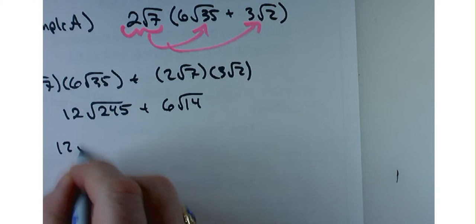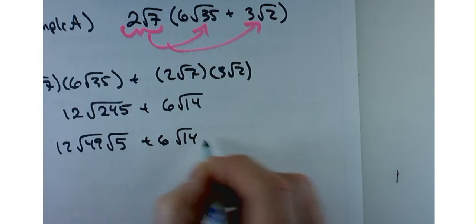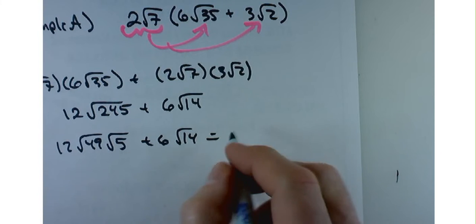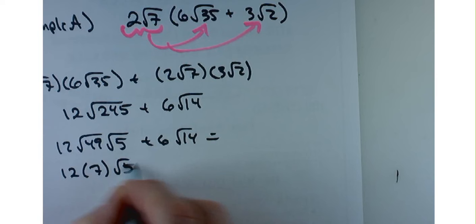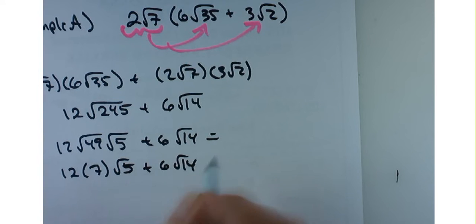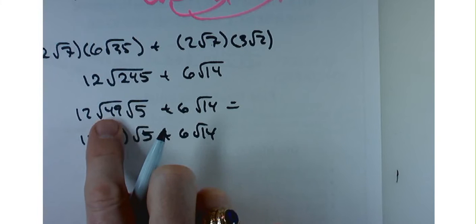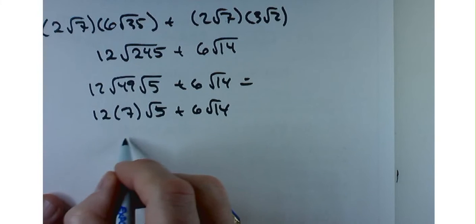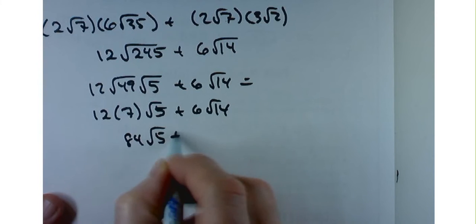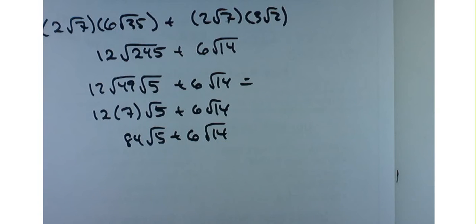12 times the square root of 49 times the square root of 5 plus 6 square roots of 14. And that will simplify. So that's going to be 12 times 7 times the square root of 5 plus 6 square roots of 14. One of the more common mistakes I see is people taking the square root of this but forgetting to get rid of the square root. That is, they'll leave it as a square root of 7. That's wrong. So, whoops. 12 times 7 is 84, square root of 5 plus 6 square roots of 14. There's no perfect squares that go into 14, so we're done with that one.